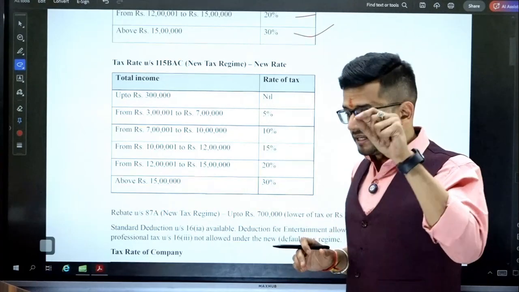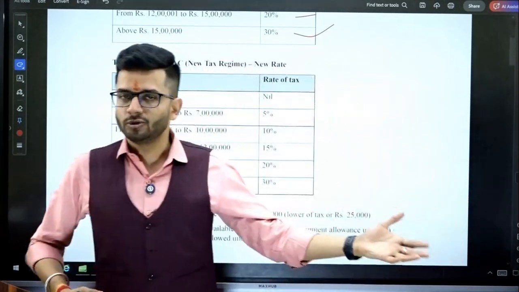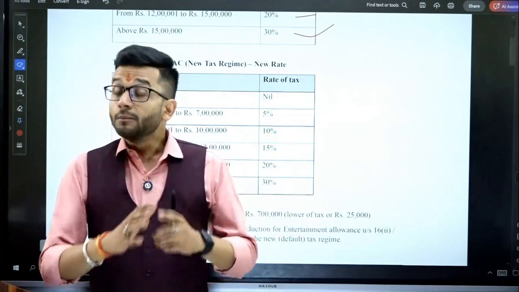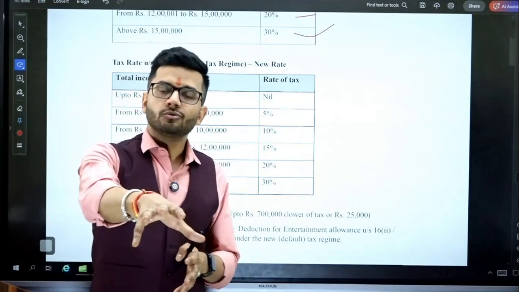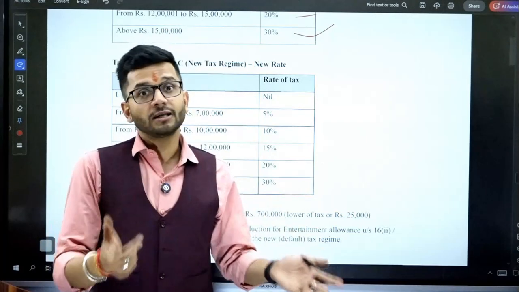Okay, and now let me tell you a very important thing at this point in time. Both old tax regime and new tax regime are applicable for June 25 and December 25 students. Both of them are applicable. Okay. Now, the question is going to instruct you which tax regime you have to follow, but you have to study both.